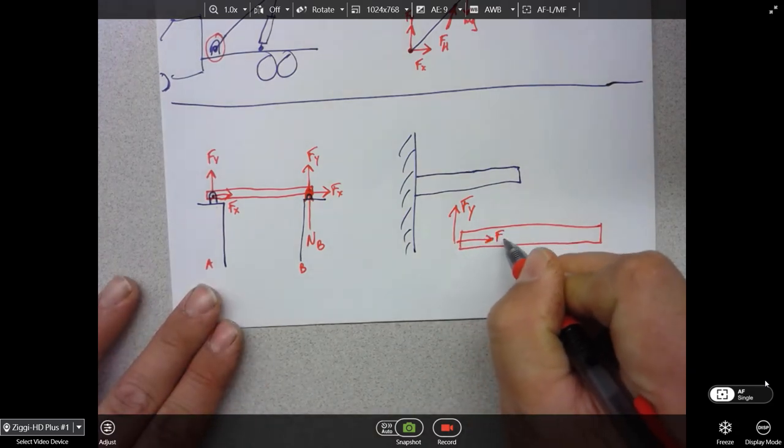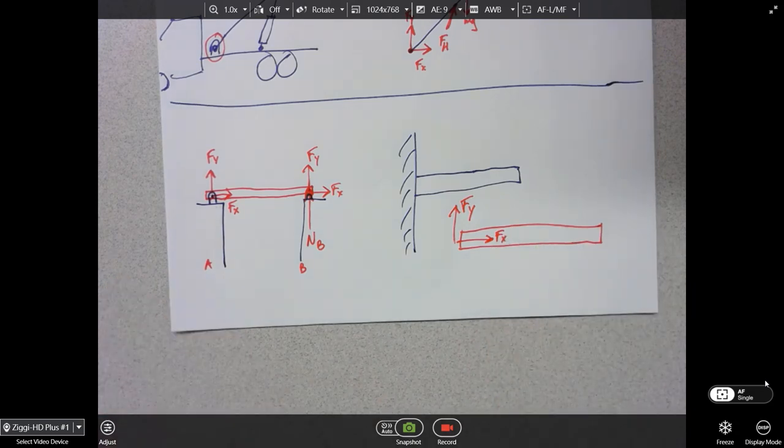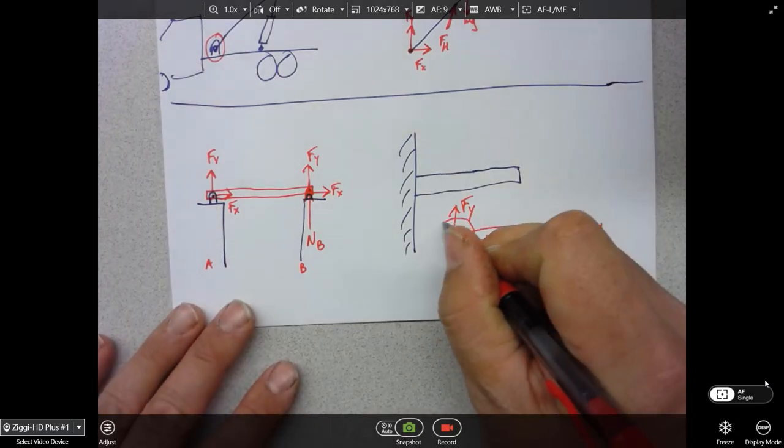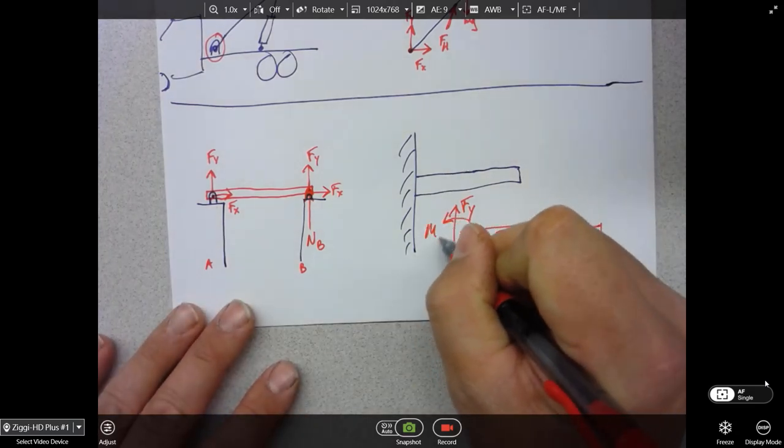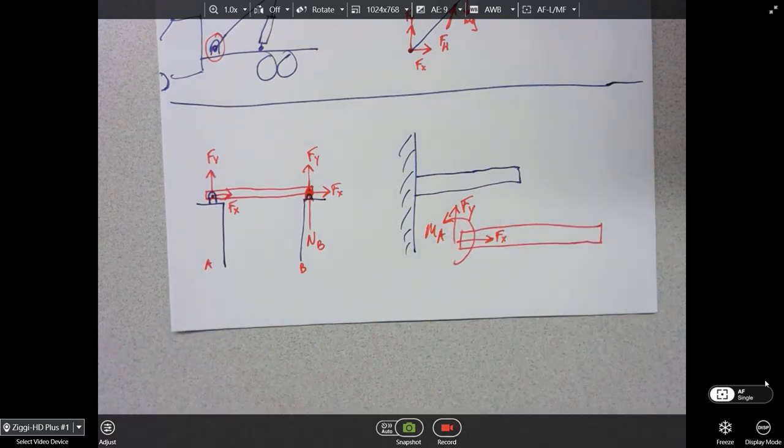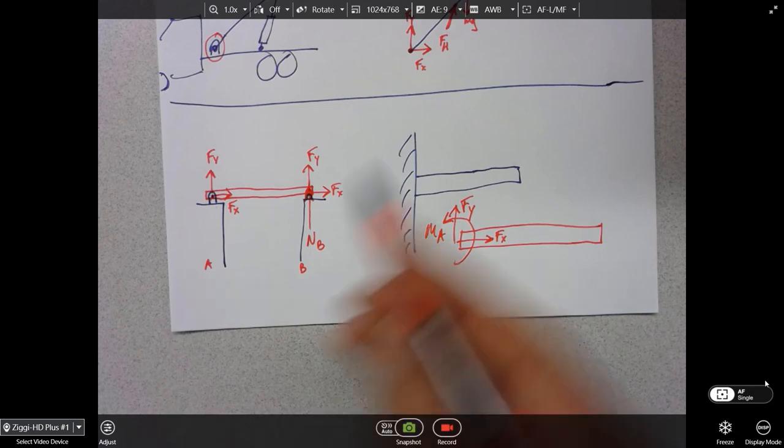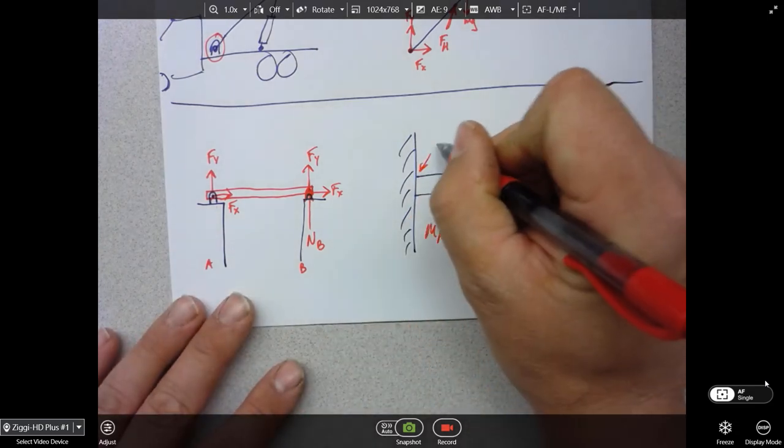Okay, you can't pull it off because it's glued on. Okay, can you twist it? Yeah, you're not supposed to. So we would actually say that it has a moment at A, right? So here are three unknowns in this case that we could solve for. Okay, so this is called a fixed connection.